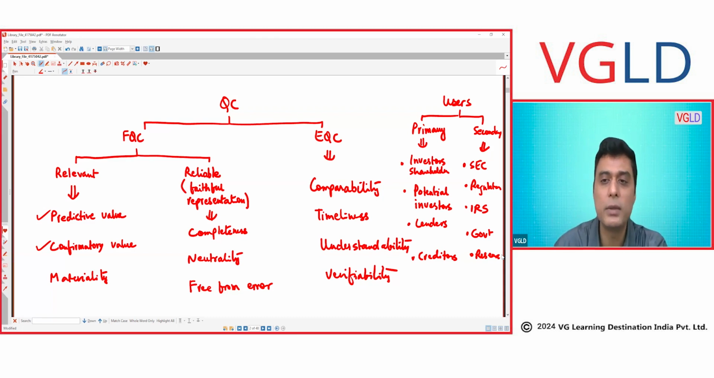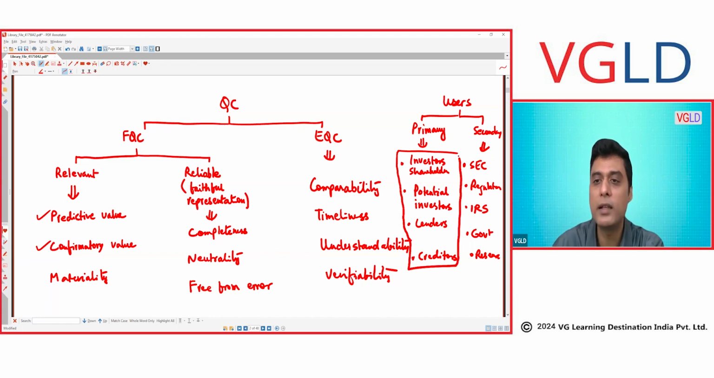A lot of students think that the Securities and Exchange Commission, the income tax authority, and regulators are primary users. They are not. They are secondary users. Primary users, if you closely watch, are people whose money is involved. Investors have invested their money in the business. Potential investors are going to invest money. Lenders have lent money to the business. Creditors have given raw material on credit, so their money is also blocked. Whosoever's money is involved, they are the primary user.